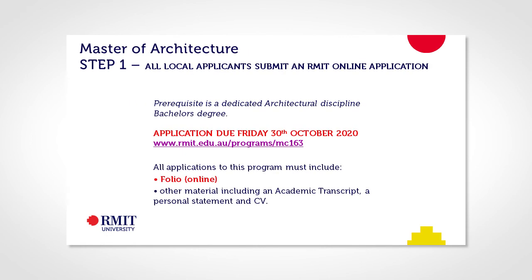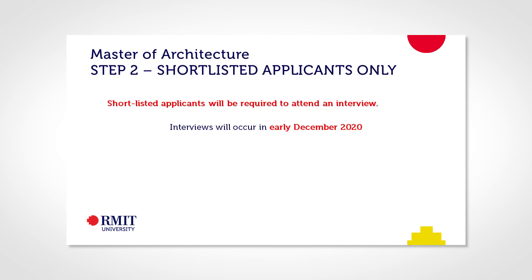Entry into the Master of Architecture is a 2-step process. A prerequisite for the Master of Architecture is a dedicated architectural discipline bachelor's degree. All applicants submit an RMIT online application. You're required to submit a folio and a range of other material. Shortlisted applicants only will be invited to attend an interview in early December.